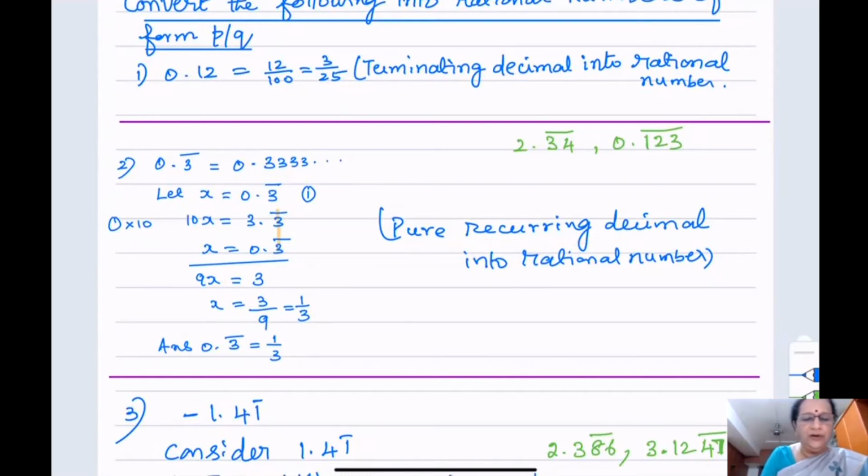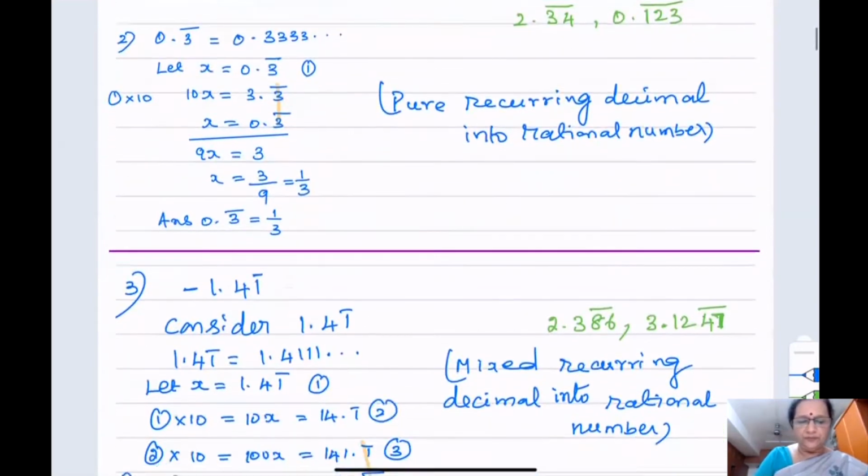So this is how you convert a pure recurring decimal into a rational number. If two digits are repeated, instead of multiplying by 10, you have to multiply by 100. If three digits are repeated, you have to multiply by 1000 and do the subtraction again. x will remain as it is. Then do the subtraction and find out the rational number. So this is the procedure for converting a pure recurring decimal into a rational number.